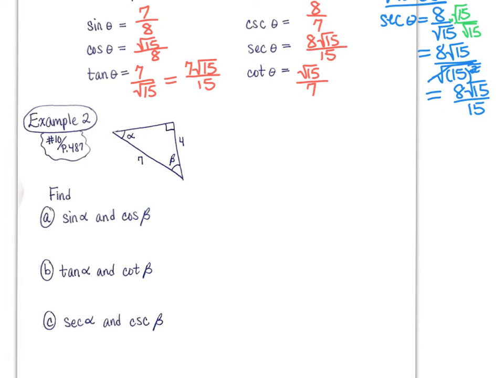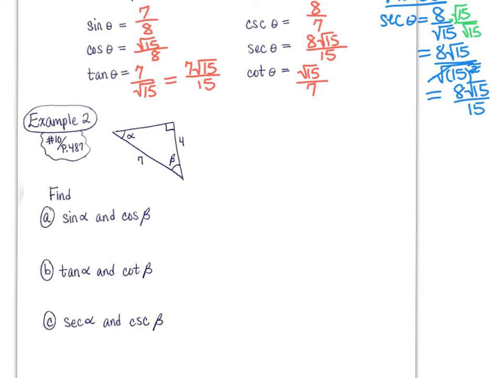Example 2. Here, we have this right triangle. This is angle alpha. This is angle beta. I want us to find the following: sine of alpha and cosine of beta, tangent of alpha and cotangent of beta, secant of alpha and cosecant of beta. What does it suffice for us to do first?